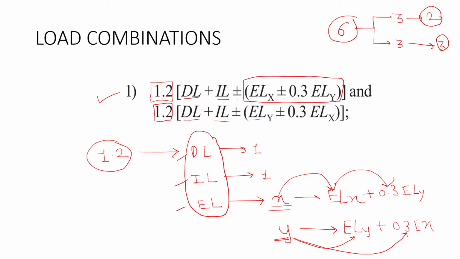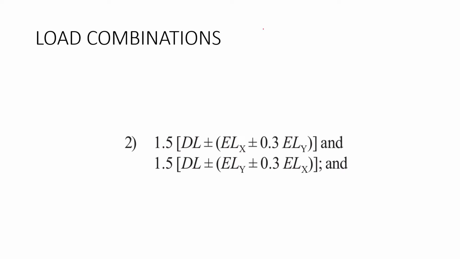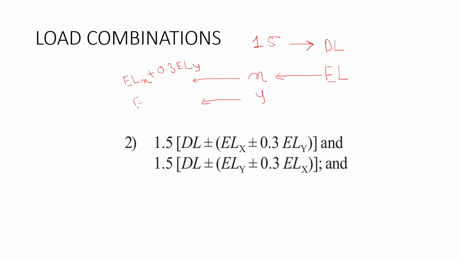Now let's move towards the second combination. Here the hint is, if you have a 1.5 factor, then you need only 2 cases. First one is the dead load and second one is the earthquake load. As I told you, if there is x direction, you have to consider full earthquake load in x direction and 0.3 earthquake load in y direction. Similarly, if y direction is there, earthquake load in y direction plus 0.3 earthquake in x direction.